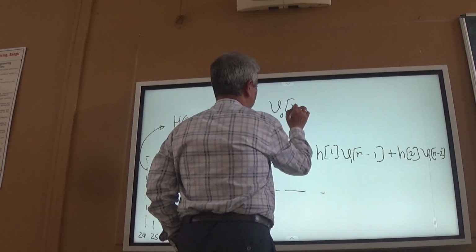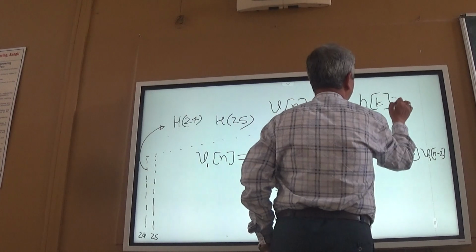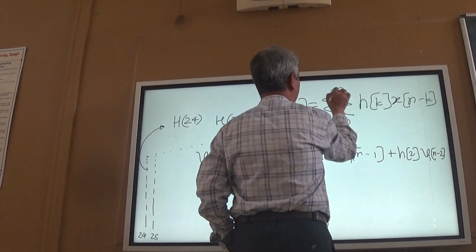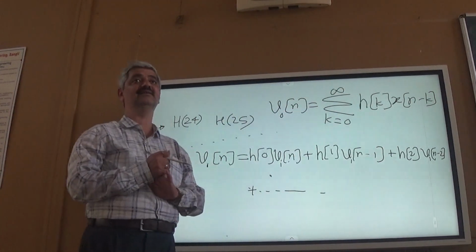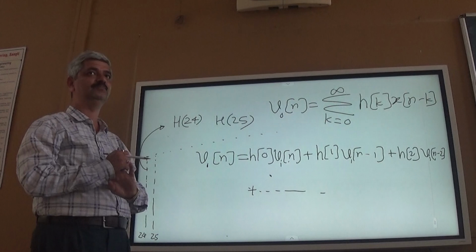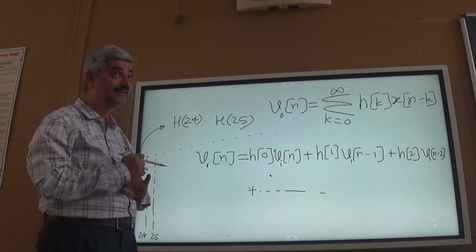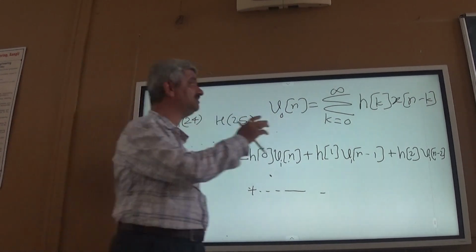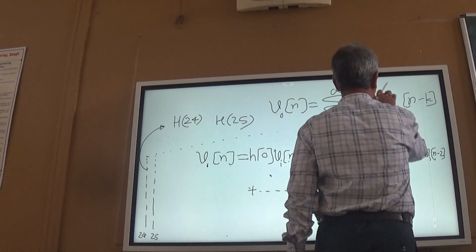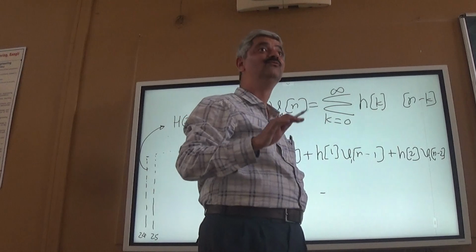So what I can write: V o n is equal to summation H of k, x of n minus k, starting from k equals 0 to infinity. Is it clear? And what is this? V o n, sorry, not x. I think you should have corrected me. I wrote x here by mistake, what should it be? V in.